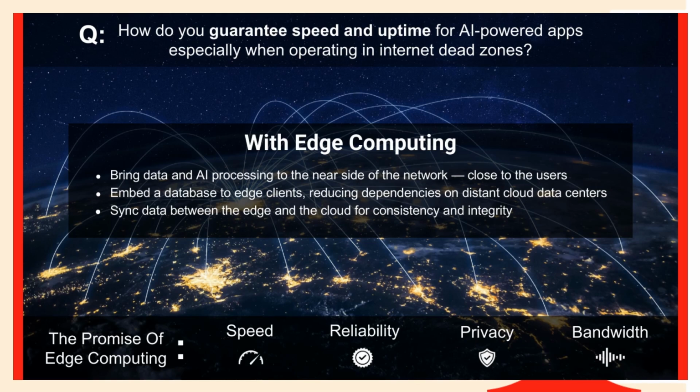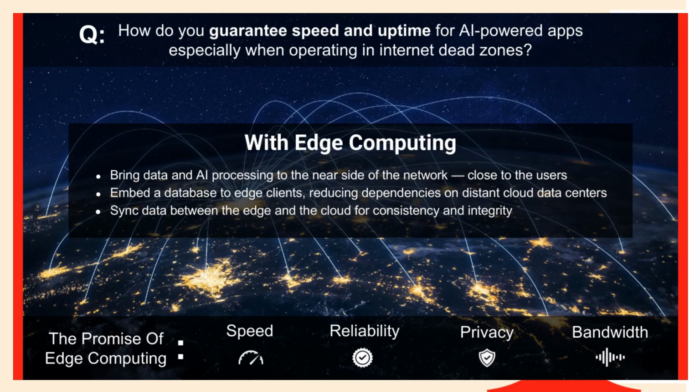So mobile app user expectations represent really a growing class of apps that require 100% uptime and real-time speed guaranteed, regardless of internet connectivity. And edge computing is the answer. This is the means to achieve this. The goal of edge computing is to bring data and compute closer to applications that consume it. And to do so, you need to do things like embed a database to edge clients, reducing dependencies on the internet. And you need to synchronize data from the edge to the cloud and between devices for consistency and integrity.